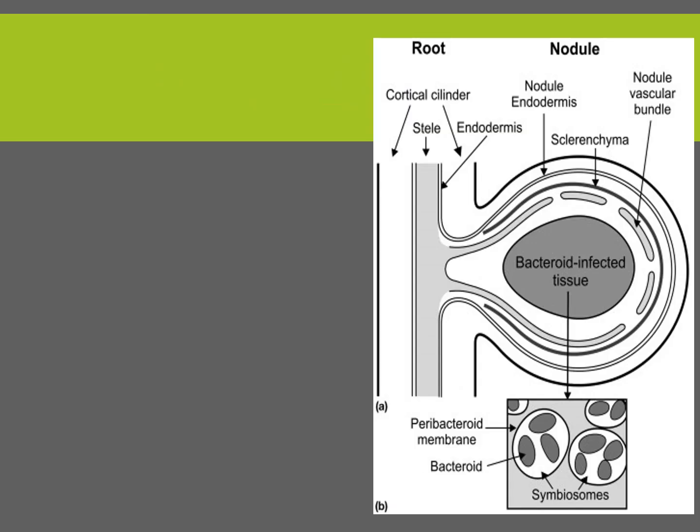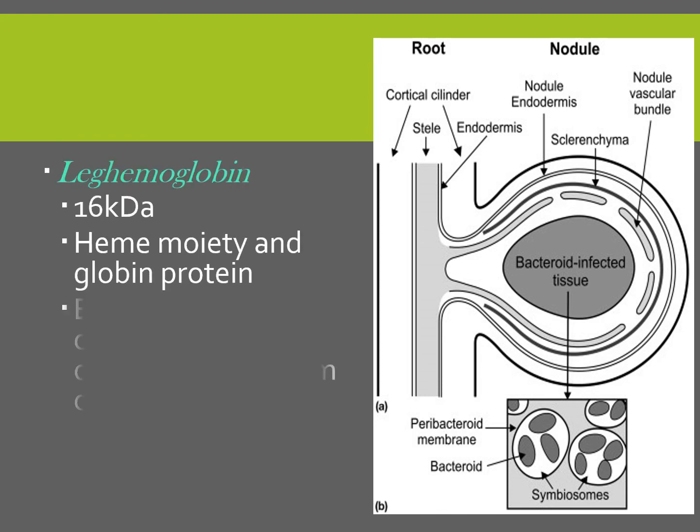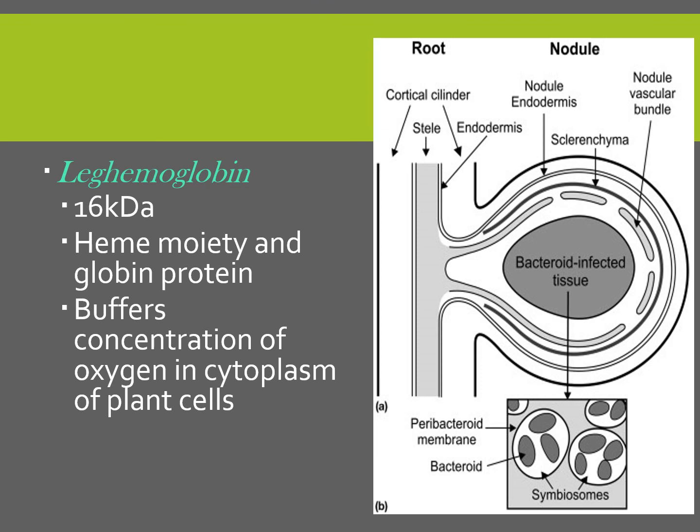Now, why does the organism need this leghemoglobin? Like I told you, nitrogenase is extremely sensitive, and the plant and bacteroid need to make sure that there is no oxygen at all in the vicinity of the nitrogenase enzyme. So leguminous plants have two mechanisms.